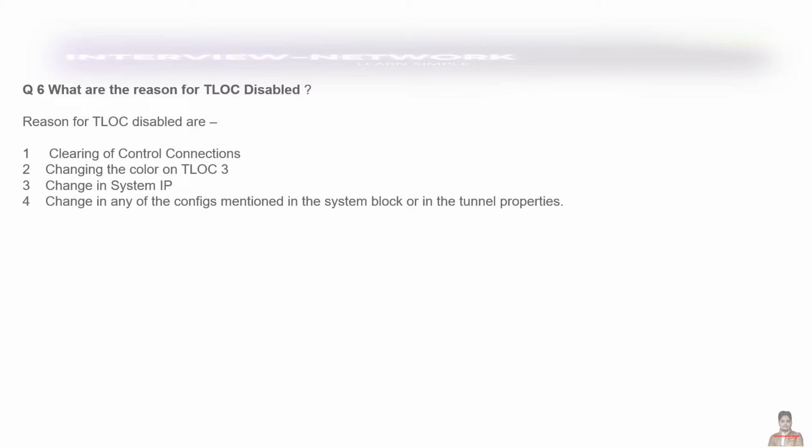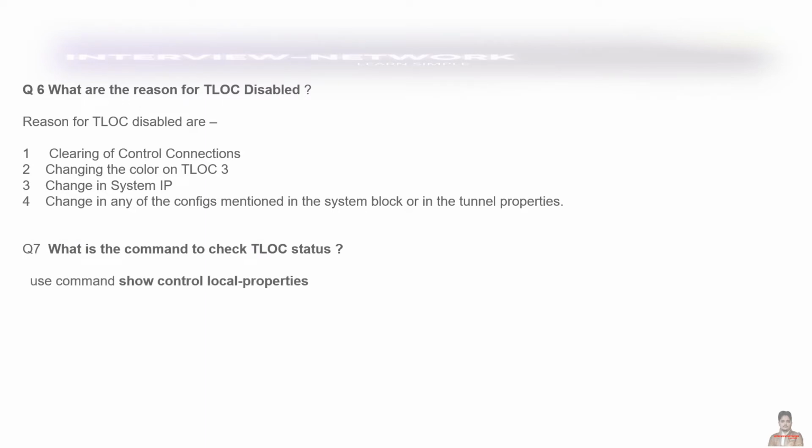Either you have cleared your control connection, or you have changed the color on the TLOC, or you have changed the system IP. That means some configuration changes have been done that cause these issues. Okay, so what is the command to check the TLOC status? Use the command show control local-properties. Once you run this command, you'll be able to check the status.